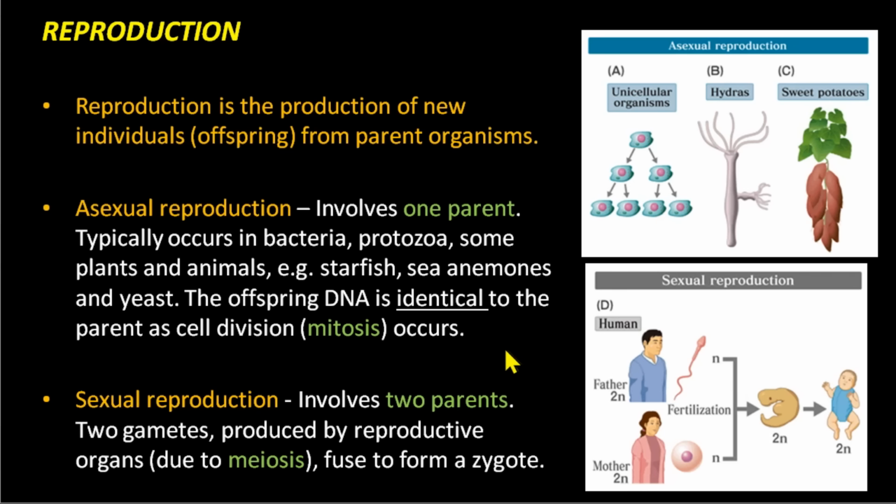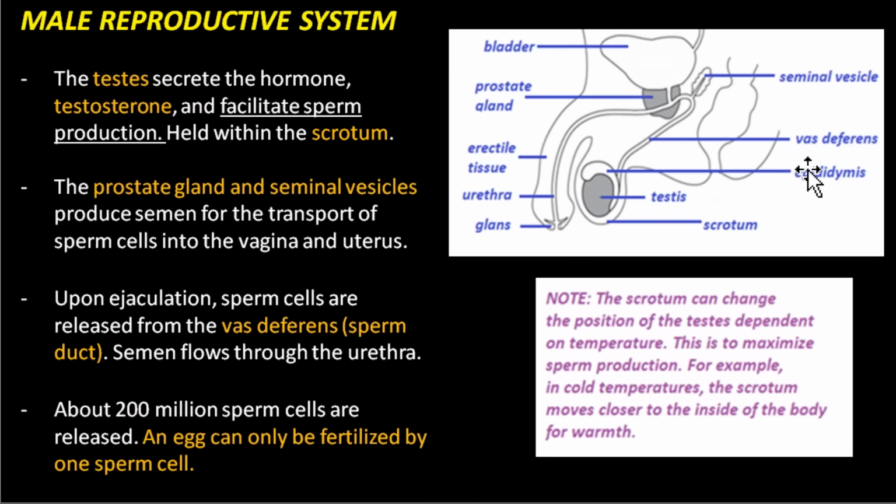Sexual reproduction, on the other hand, involves two parents, a mother and a father, and these produce gametes or sex cells. In this case, the father produces sperm cells, the mother produces egg cells, and these occur due to a process called meiosis, and meiosis basically halves the number of chromosomes in these gametes. When these fuse, or when fertilization occurs, it forms a zygote, and then that eventually becomes a fetus and a baby. Here we have the male reproductive system.